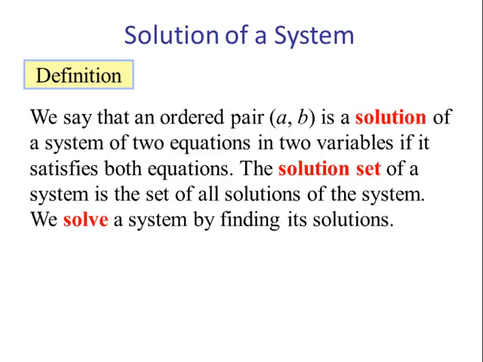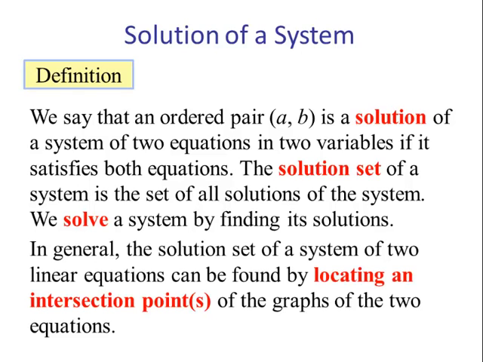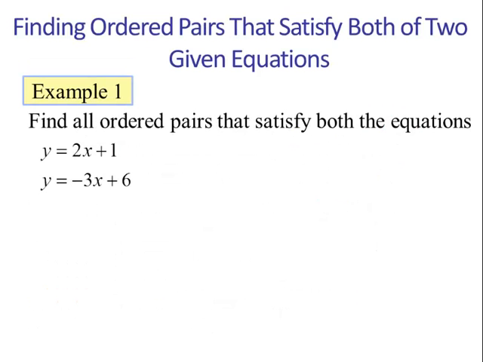Now, for most cases with a system of linear equations, the solution will be one ordered pair. In general, the solution set of a system of two linear equations can be found by locating an intersection point or points of the graphs of the two equations. Example 1. Find all the ordered pairs that satisfy both equations: y equals 2x plus 1, y equals negative 3x plus 6.